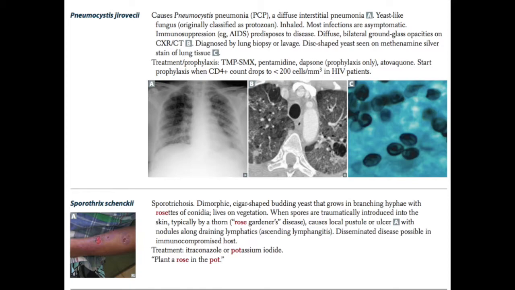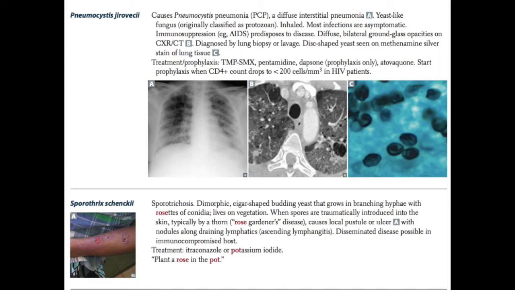You get a diffuse bilateral chest x-ray appearance. You diagnose it by lung biopsy or by lavage. It's identified by methenamine silver stain of the lung tissue. And treatment for Pneumocystis is Bactrim, pentamidine, and dapsone. In HIV patients, we typically start prophylaxis when the CD4 counts drop below 200 cells per microliter.